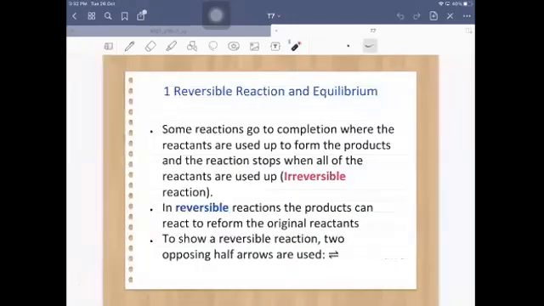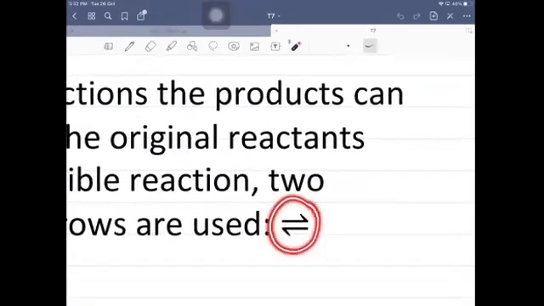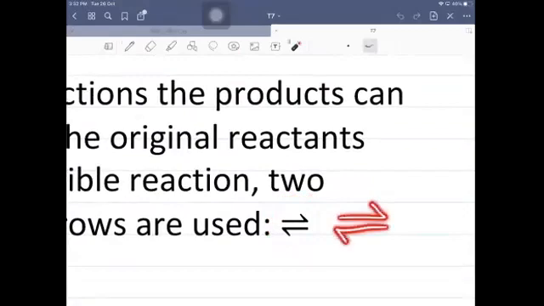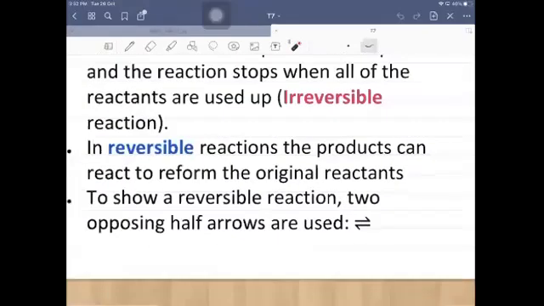So this is just some elaboration of what I've already spoken about earlier on. A reversible reaction is shown by the symbol, we call this two half arrows, okay? The reason why it's called two half arrows is because you have half an arrow going forward and another half an arrow going backwards, or in the reverse direction. So whenever you see this symbol, that means the reaction is reversible.